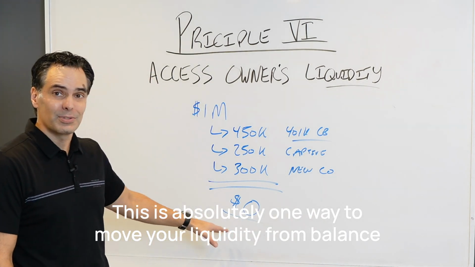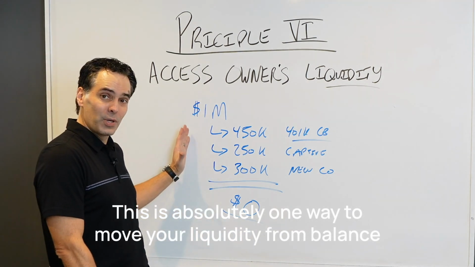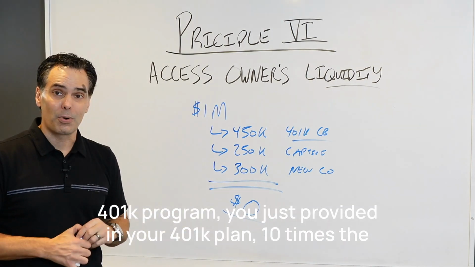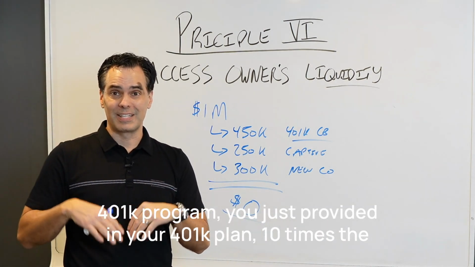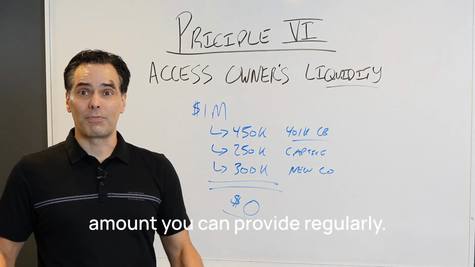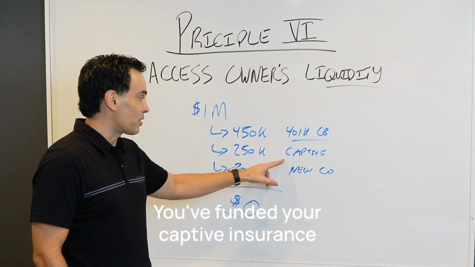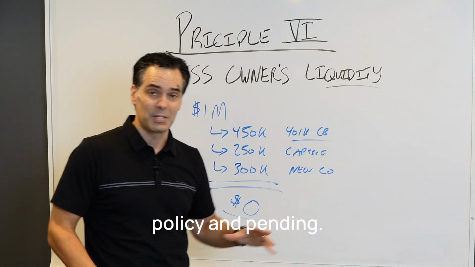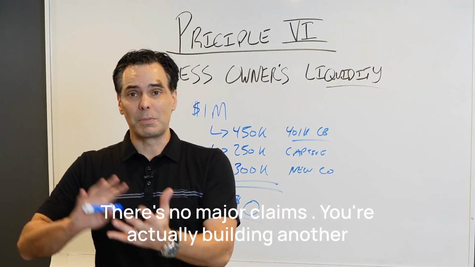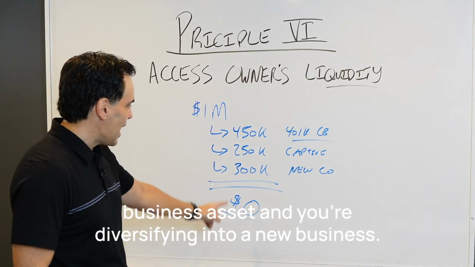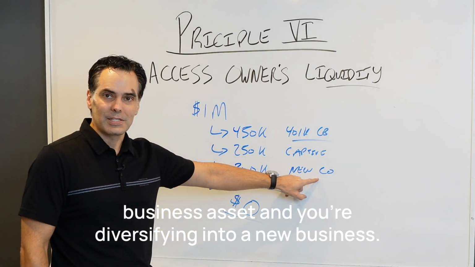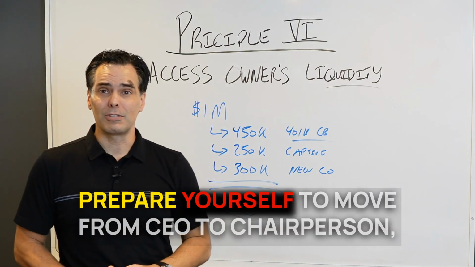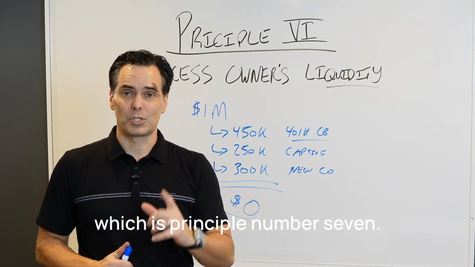This is absolutely one way to move your liquidity from balance sheet A to balance sheet B, because in this scenario, in the 401k program, you just provided in your 401k plan 10 times the amount you can provide regularly. You've funded your captive insurance company, which you own, so this $250,000 went to your captive insurance policy, and pending there's no major claims, you're actually building another business asset, and you're diversifying into a new business. By doing this, you're able to access your owner's liquidity, but also further prepare yourself to move from CEO to chairperson, which is principle number 7.